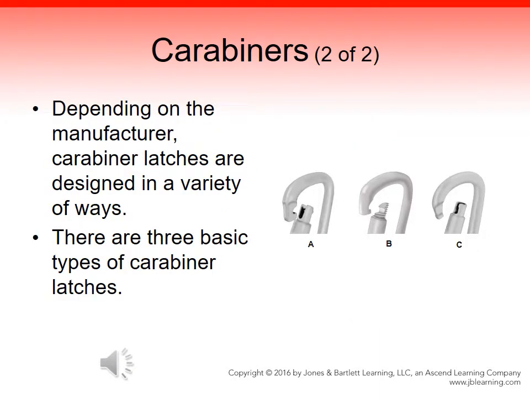Depending on the manufacturer, carabiner latches are designed in a variety of ways. There are three basic types of carabiner latches. The pin and slot: the pin is in the top of the gate and engages the nose when closed. The claw and slot, in figure B here: the nose of the beaner is a claw shape that engages a slot on the gate.